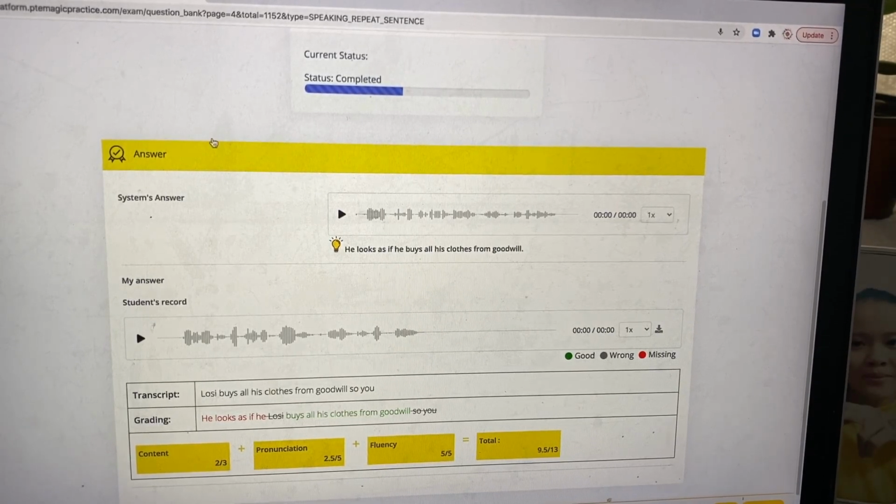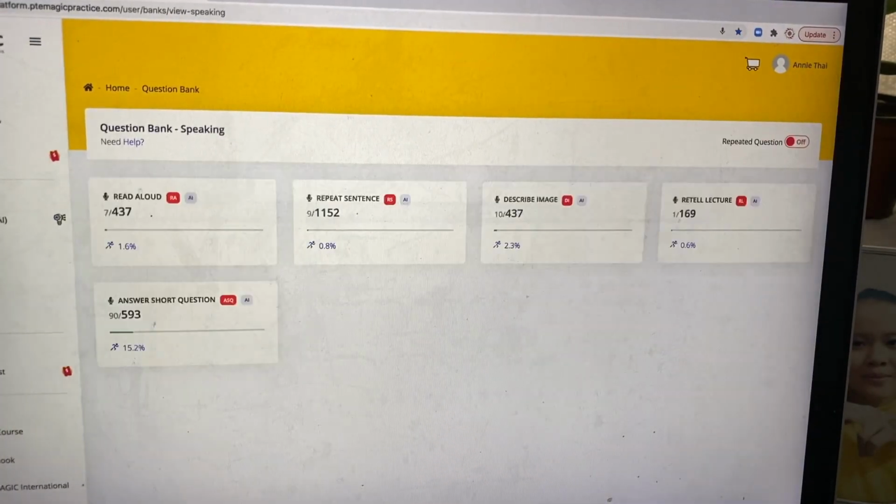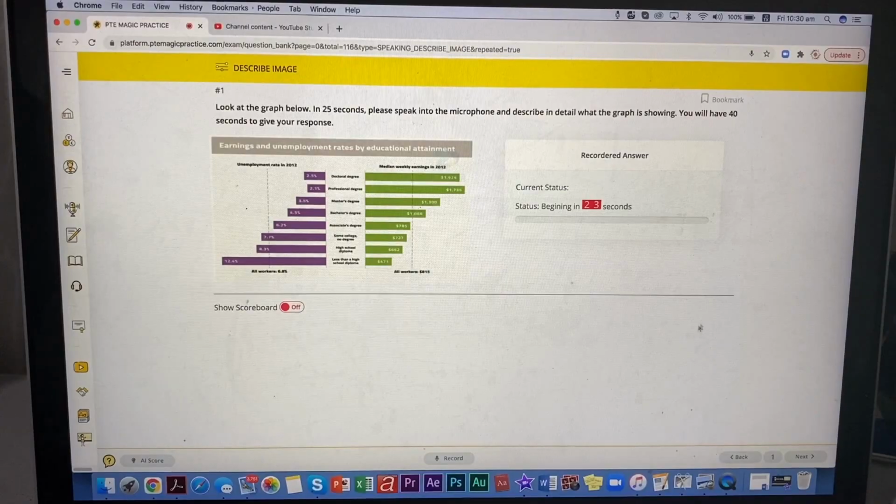Okay, now let's move on to the next part, which is describe image. So this is how describe image looks like. You are required to describe the important information in a graph, a chart, a table, a map, or a process in under 40 seconds. And you are given 25 seconds to prepare. So this is a timer for preparation. You have 40 seconds to record.